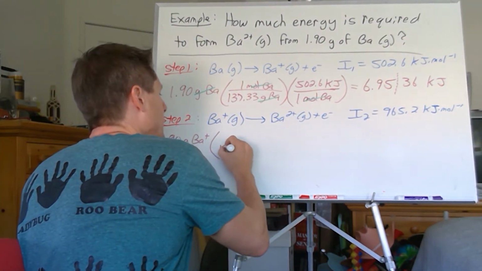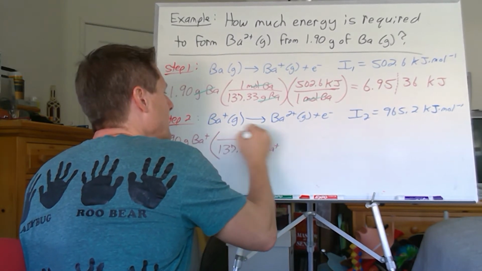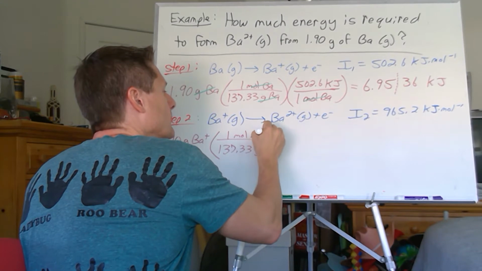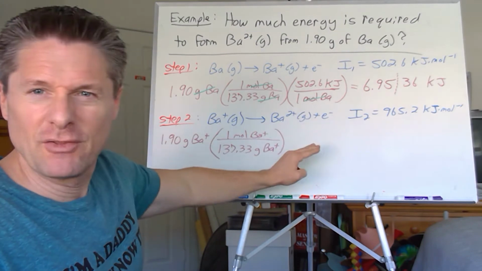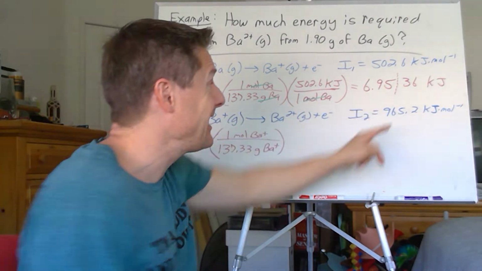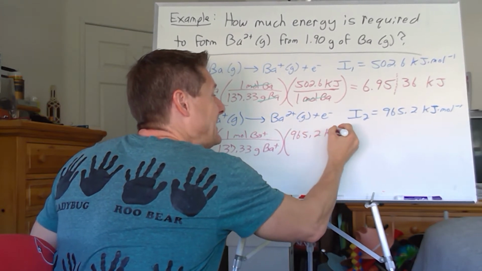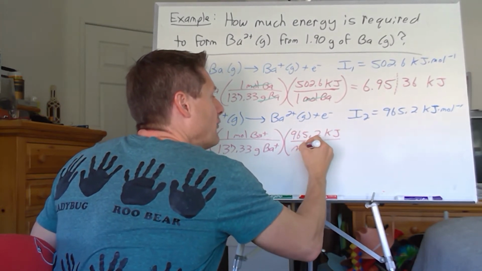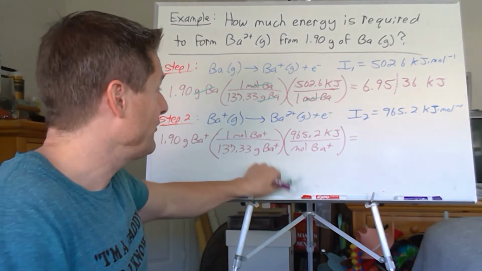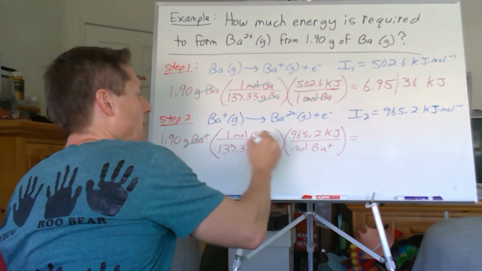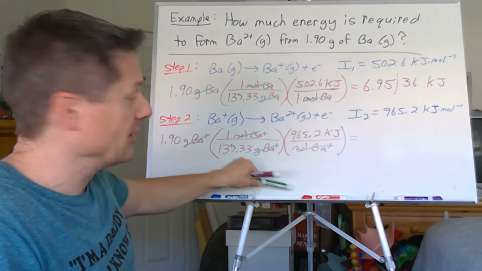So we go 137.33 grams of that barium ion per mole. But now we have a difference. See why we have to do this in 2 steps? The ionization energy is different. This is 965.2 kilojoules for every mole of the barium +1 ion. We have to treat them separately and then merge them back together. Grams of the ion and moles of the ion cancel out. We're left with kilojoules, and then we can add the 2 kilojoule values together. We'll be good to go.